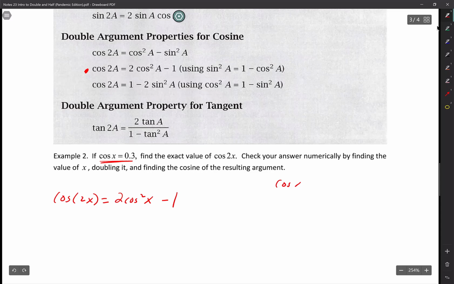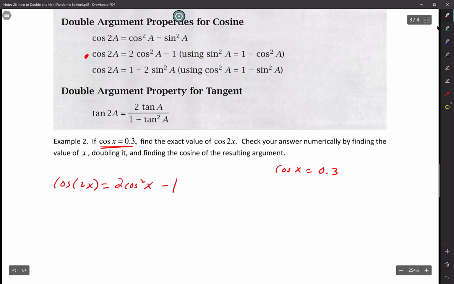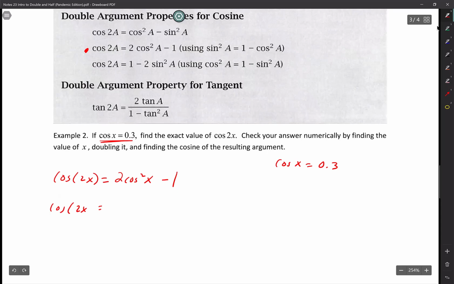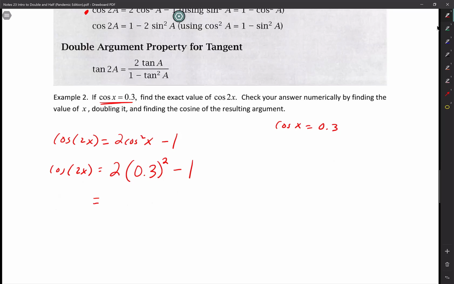And I already know that cosine x is equal to 0.3. So I'm going to rewrite it. So cosine 2x, and I'm going to slow down here, guys, is equal to 2, and then cosine x is equal to 0.3, so I'm going to put 0.3 squared minus 1. Chavez, I can't do this without a calculator. Yes, you can. Look how simple it is. You know that 3 times 3 is 9, so 0.3 times 0.3 must be 0.09.